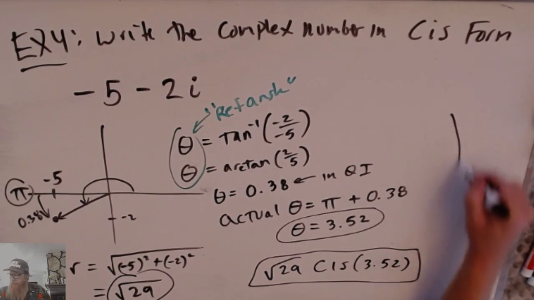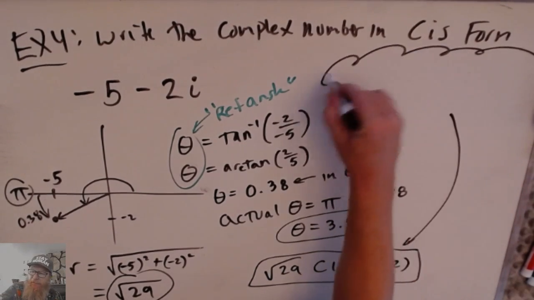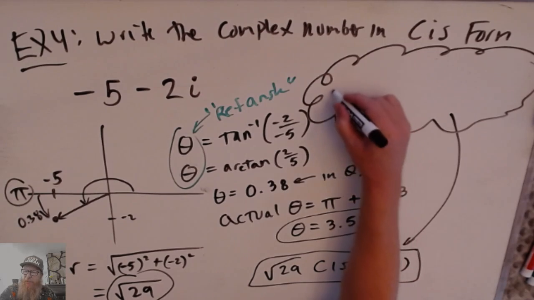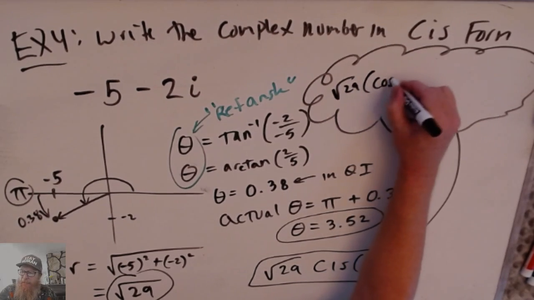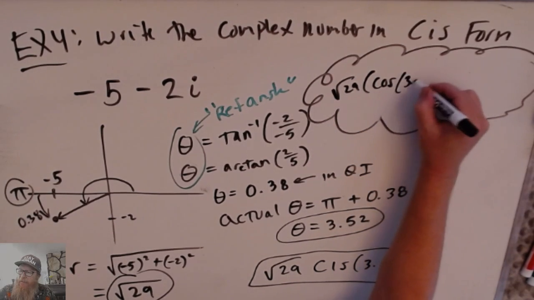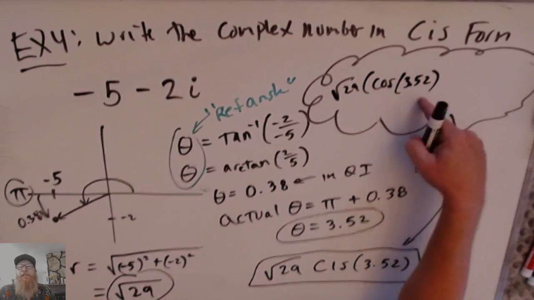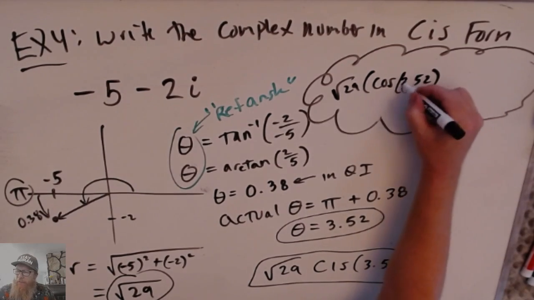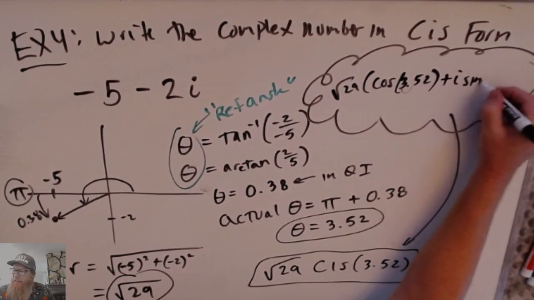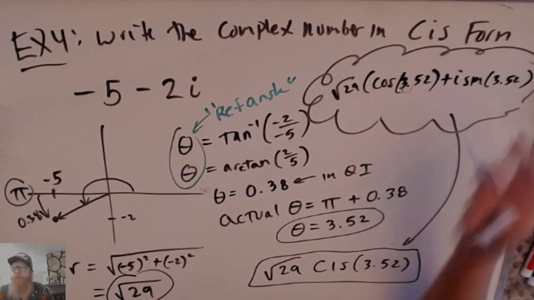All right. Remember what that means. Just put a little cloud up here. That means the square root of 29 cosine 3.52 radians, of course, plus i sine 3.52.